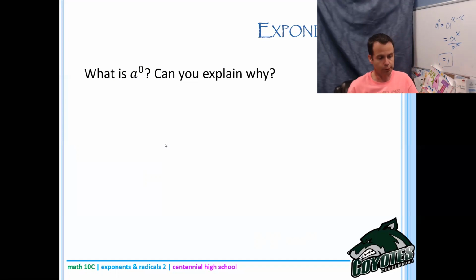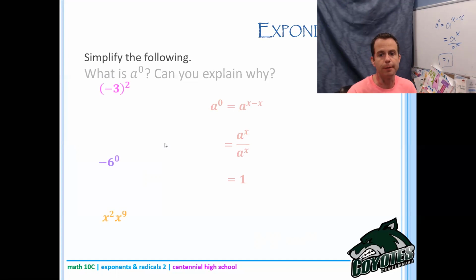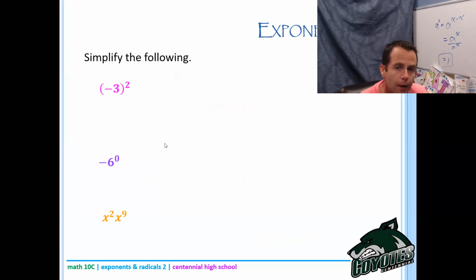Anything to the 0 is 1, okay? So that's a helpful thing to remember. Okay, simplify the following. -3 to the 2. The -3 is part of what the exponent applies to. So it'd be -3 times -3, which is +9.